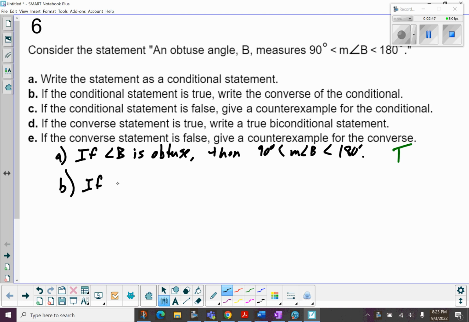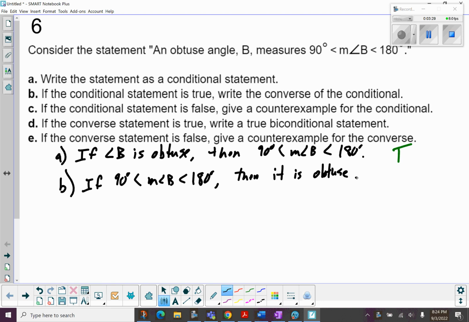If the measure of angle B is less than 180 degrees and greater than 90 degrees, then, sorry, that's supposed to be a comma, then it is obtuse. So again, for the converse, we're taking the ideas and reversing the order, not changing any of the verbs, not changing any of the meaning. We're just reversing the order.